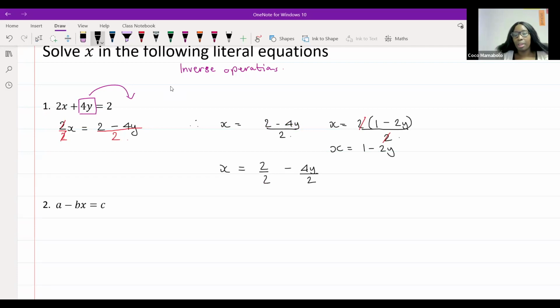Let's do the math. X is then going to equal to what's 2 over 2? It's 1. Minus 4y over 2, it's 2y. Same answer. Oh, okay. Thank you, ma'am. You can do it both ways. Both ways are mathematically correct. You're very welcome. Good question. Very good question.